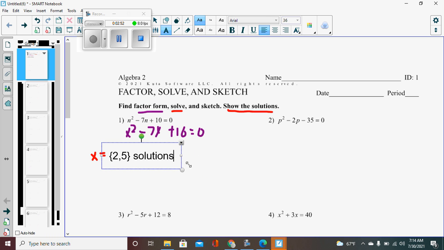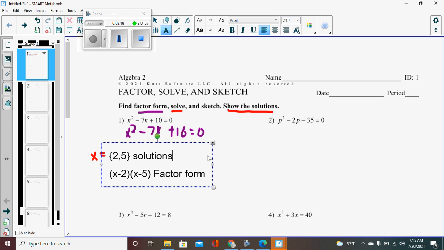All right, what does the factor form look like? The factor form would be the opposite of those two solutions. Sorry about that. So x minus 2 is a group, parentheses x minus 5. This is my factor form.